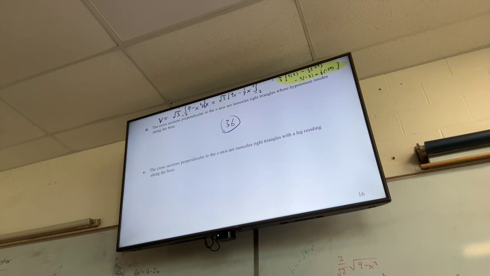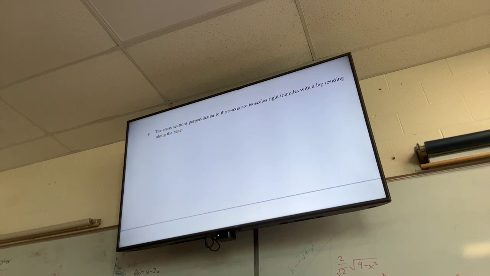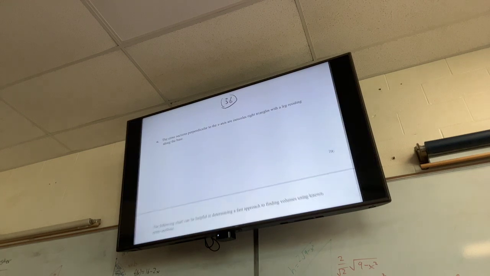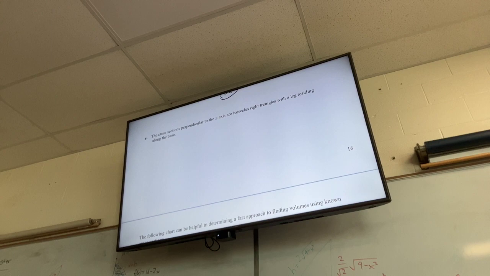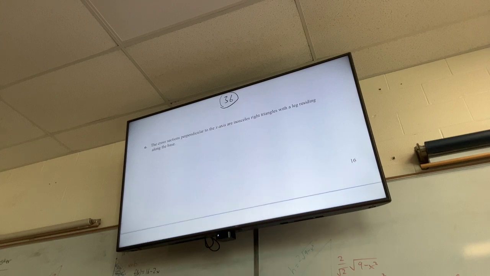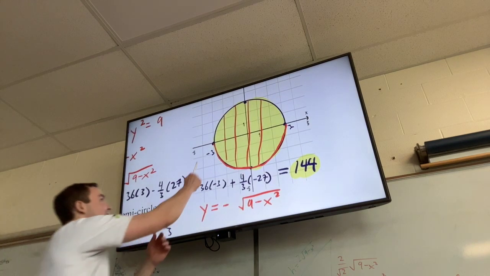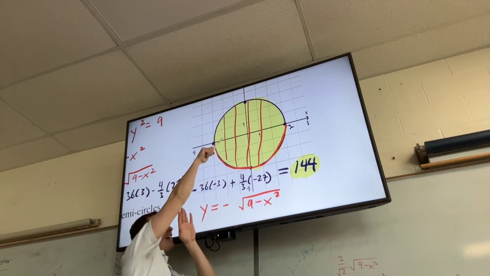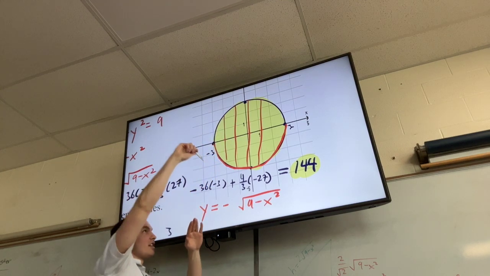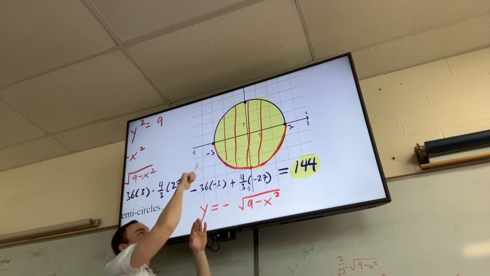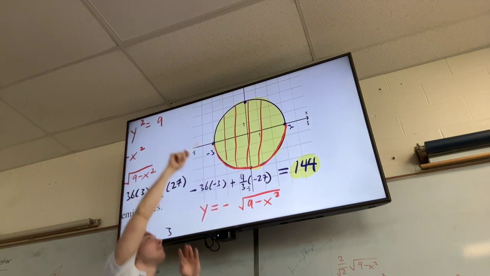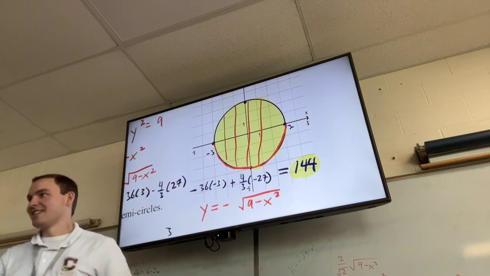The next cross sections are perpendicular to the x-axis and are isosceles right triangles with a leg residing along the base, okay? So now these little red stripes here are the legs of a right triangle. Here's a leg, and then the other leg is going to go back behind the TV, and the hypotenuse is going to come back up to the top of the circle.